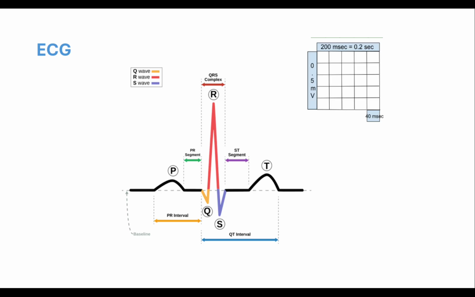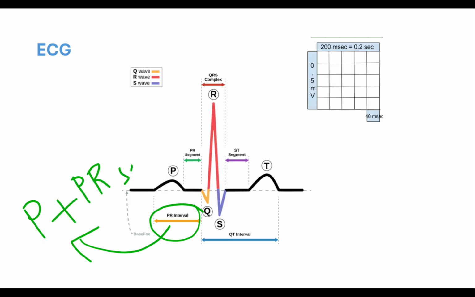How about intervals? An interval is going to be a combination of wave along with segment. So PR interval is P wave along with PR segment. So it comprises the time it takes from the SA node to reach the AV node and the ventricles, not when ventricular depolarization has started, but the whole time. Okay, so that is going to be PR interval.